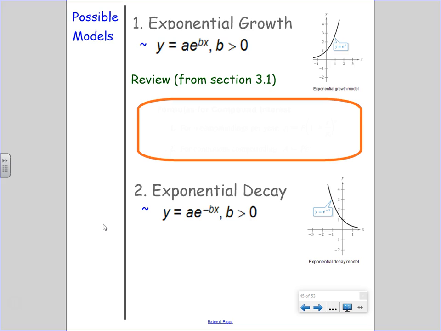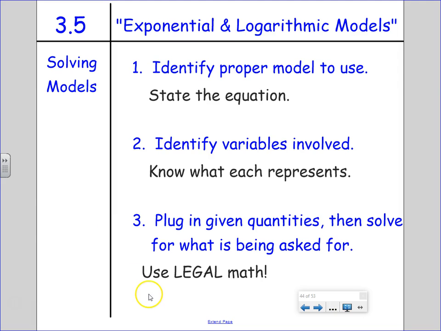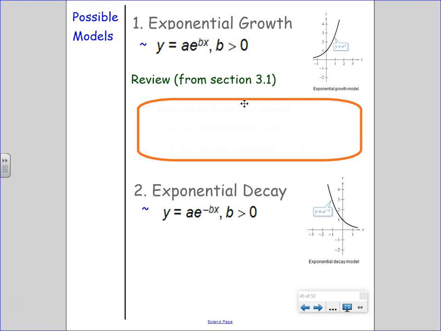Oh, we have some models we need to talk about. Okay, so remember, identify the proper model to use. State the equation, but if they don't give you an equation, we have to know what models are available to us to use. So starting off, numbers 1 and 2, you guys see the word exponential, right? Why aren't they saying exponential?